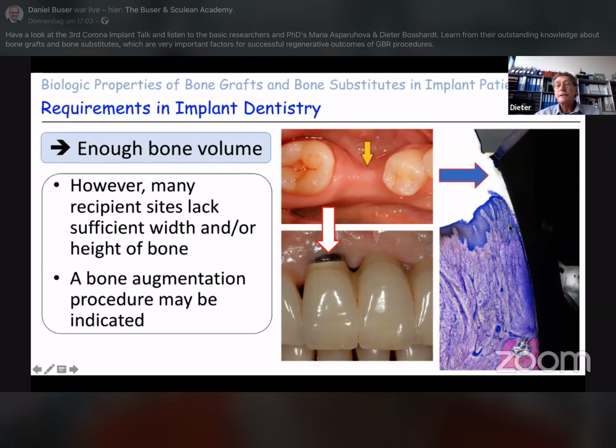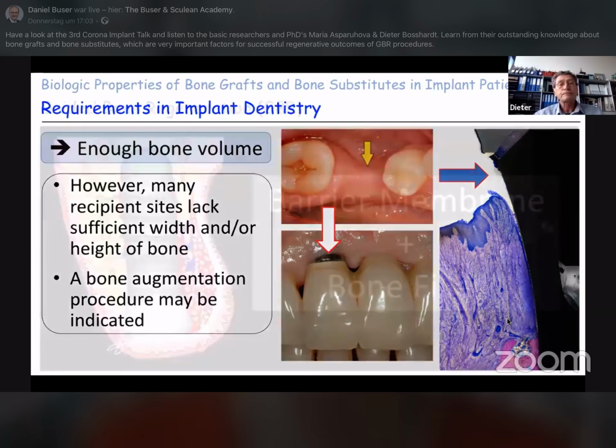Histologically, the right picture clearly shows that if the bone level is low, the margin of the peri-implant mucosa is low as well. And in this case, it's a titanium implant, the black implant gets exposed to the oral cavity. So here you see it histologically, here clinically. To avoid these situations, a bone augmentation procedure may be indicated.